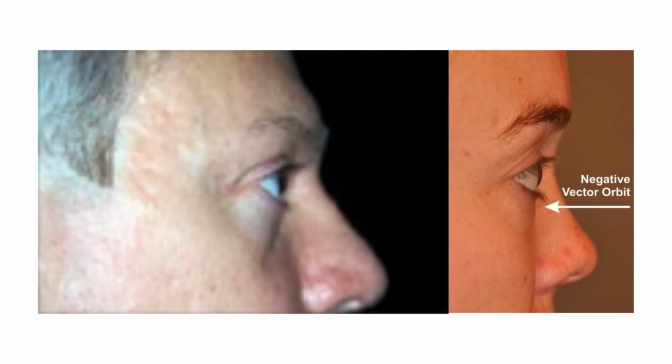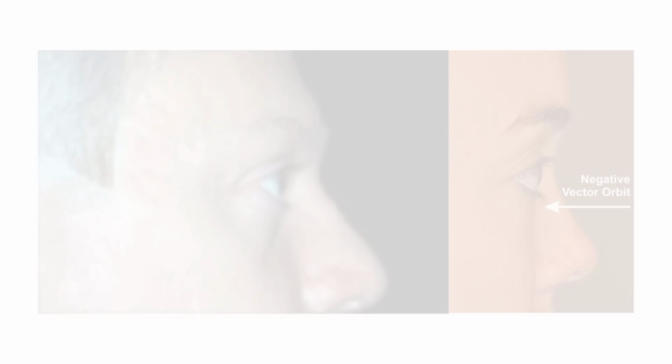In our eye deep setness video, we touched upon the importance of the orbital vector. A negative canthal tilt can also be caused by a negative orbital vector. Take a look at this image of a negative orbital vector. The anterior globe sits forward of the lower eyelid margin, which in turn sits forward of the malar eminence.